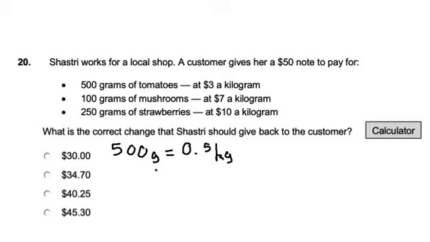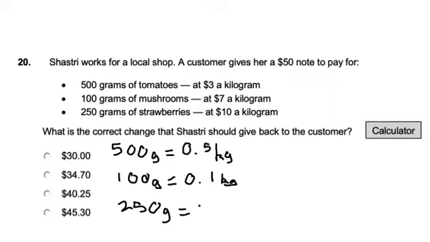Let's repeat the same step to find out the rest of them. So I've got 100 grams of mushrooms and I divide that by 1000. That'll get me 0.1 kilograms of mushrooms. I have 250 grams of strawberries. We divide by 1000 again. That'll get me to 0.25. So that is converting from grams to kilograms.